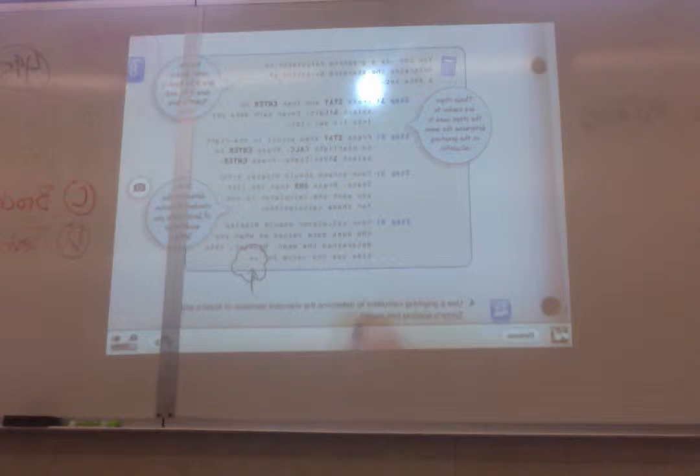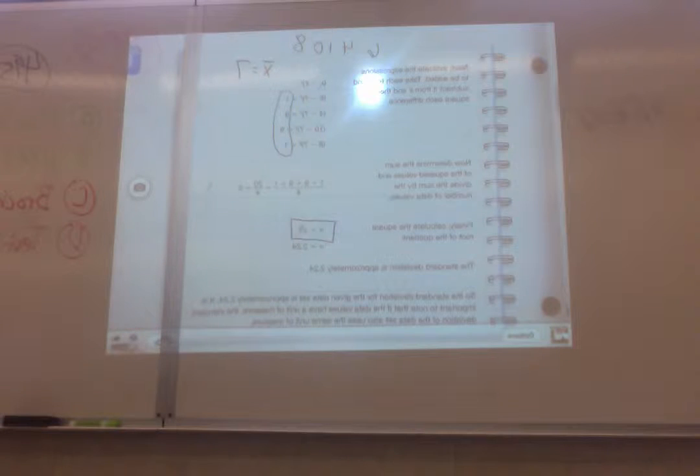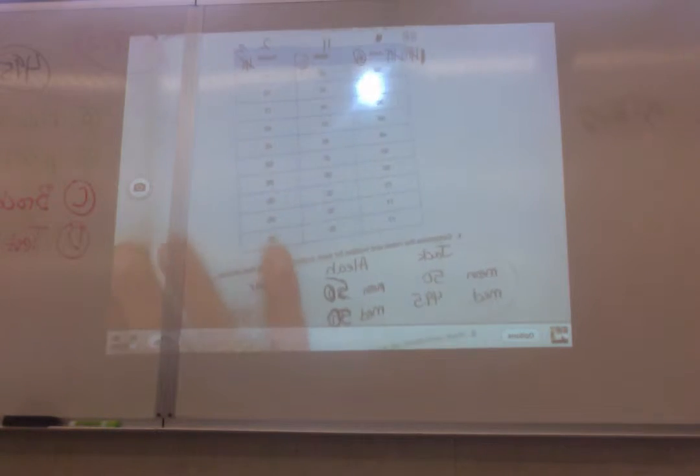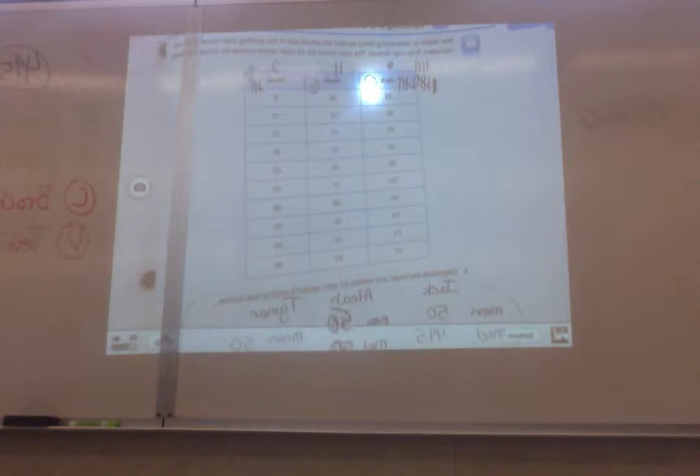Using a graphing calculator, determine the standard deviation of Aaliyah's and Timur's spelling bee scores. All right, so we got to flip back to the data from the beginning of the day yesterday. Aaliyah and Timur. Okay. Back.